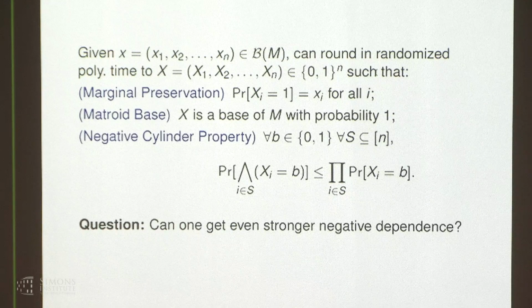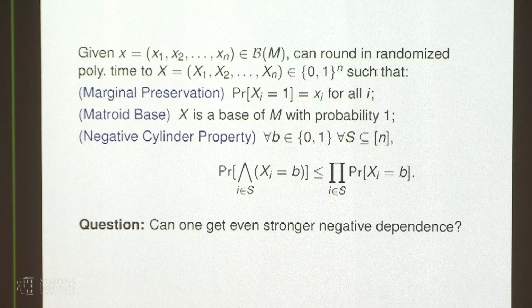And third, you get the negative cylinder property, which is that once again, for any bit b and for every subset S of the coordinates, the probability that everybody in the subset takes on this value is at most the corresponding value in the case of independent rounding. So this is one perspective one can have on CCPV, on part of their work, if we don't talk about the fact that they also handle the submodular objective.